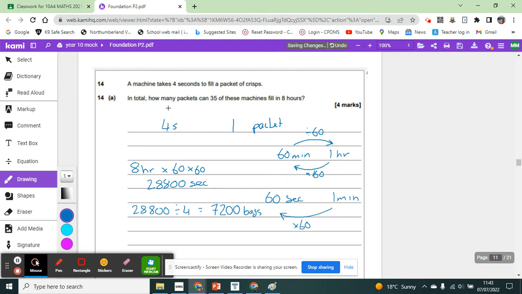So let me just repeat what I've done. In 8 hours, I've converted it to seconds. And I'm just going to deal with one machine to start off with. So it takes 4 seconds to fill. So I've got to divide this by 4 to see how many packets I'd fill. That shows me how many packets it is. And then I have got 35 machines. So I'm going to do 7,200 times by 35.